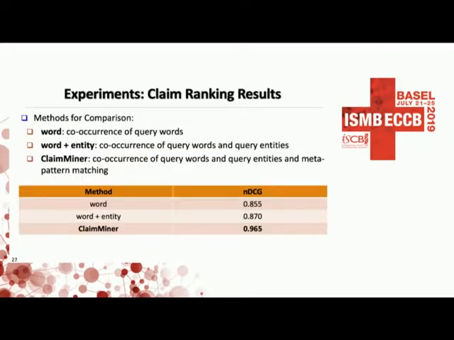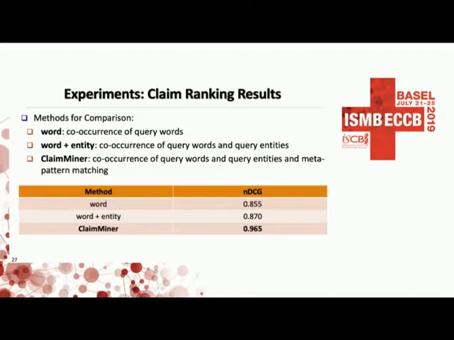So you probably can see we actually did the analytical performance study. What about if you only use words? What about if you use words plus entity? What about if you use all our features, including patterns? You can see the NDCG, which is an information retrieval measure. The higher the value, the better.